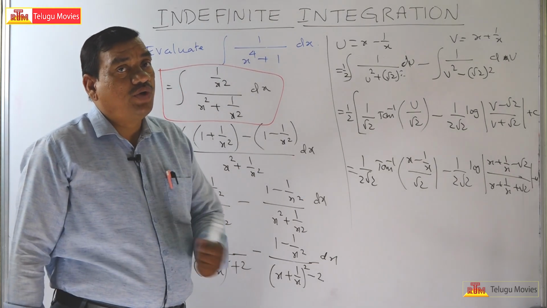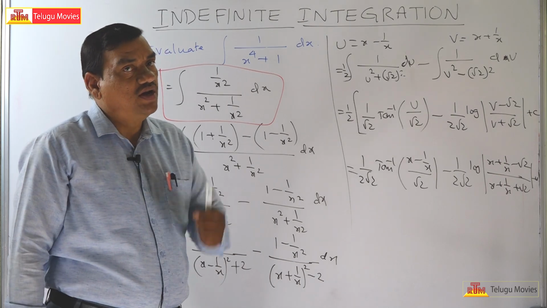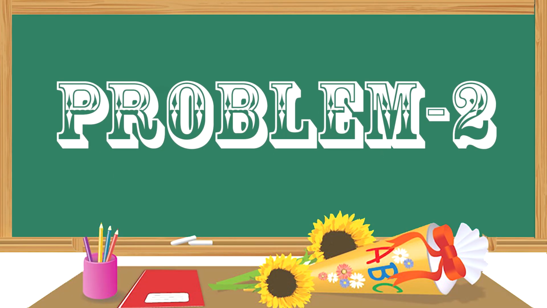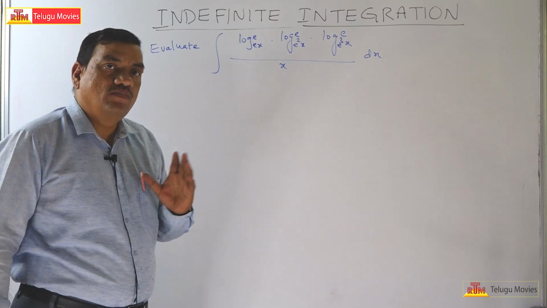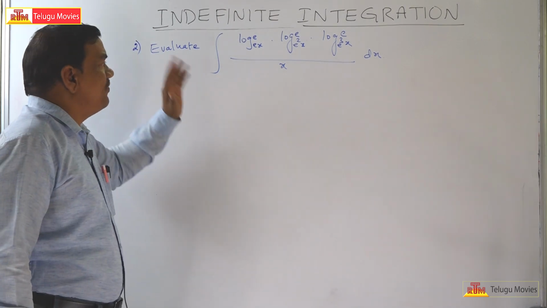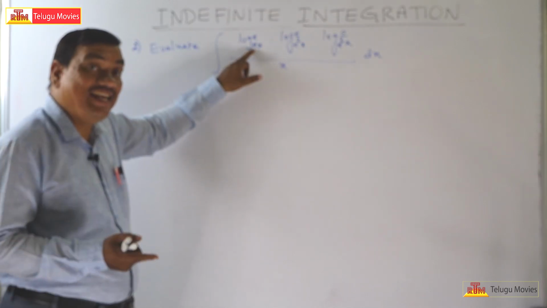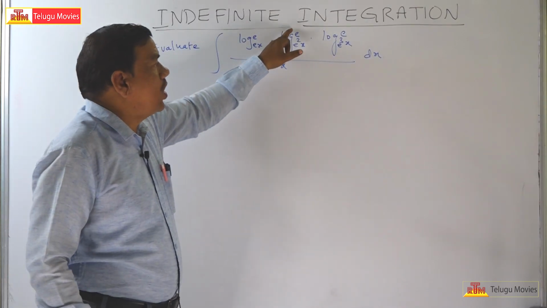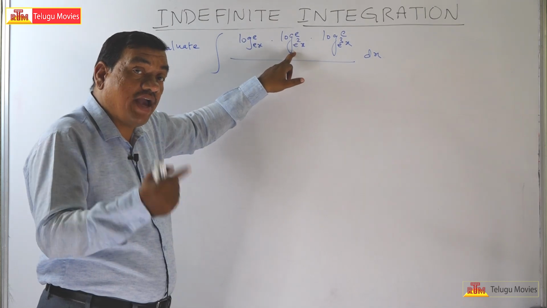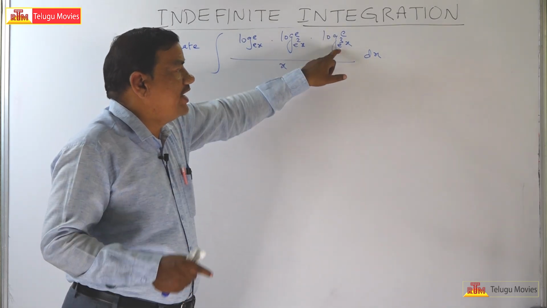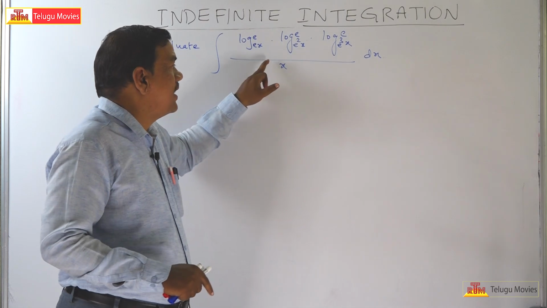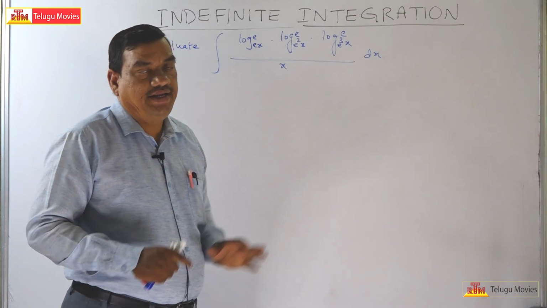Okay, now, right. I hope that you understand this solution. Let us go for the next problem. Welcome to the second problem. See the second problem here. Evaluate the integral of log base e of x into log base e of e square x into log base e of e cube x, divided by x dx.